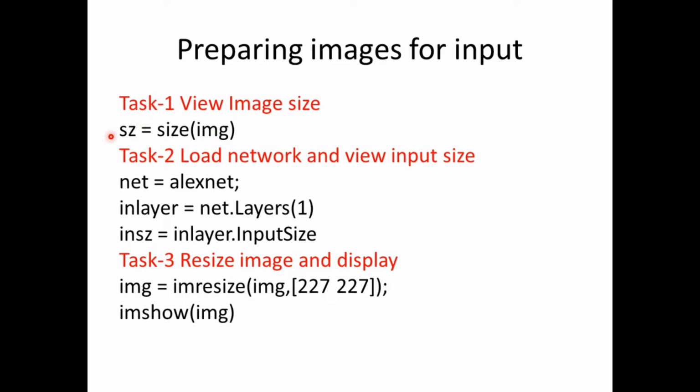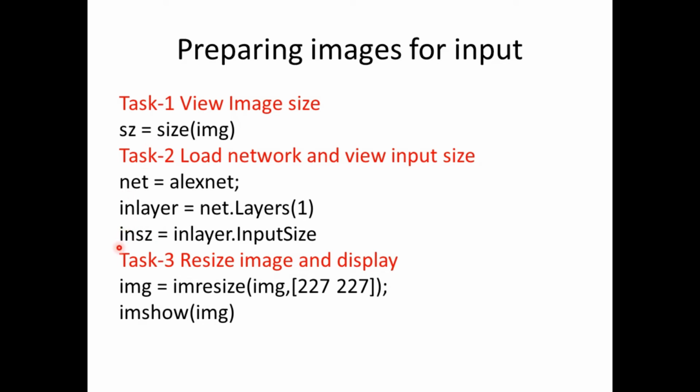Now we will identify the size the neural network is expecting. As usual, we load AlexNet to a variable net and identify the first layer: net.Layers(1) to the variable inlayer. Then we measure the input size of that: inz equals inlayer.InputSize. So the input size required by the neural network is measured into inz. Now remember, the size sz and inz are supposed to be the same. If they are not the same, we need to resize.